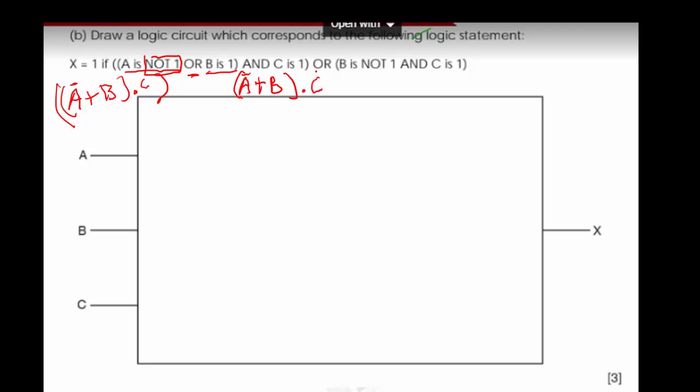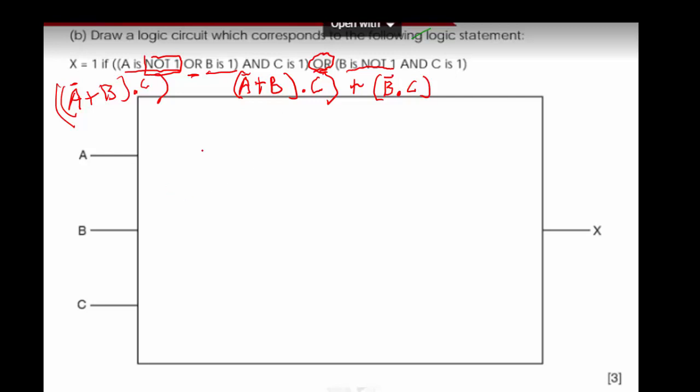Okay, now we have this OR. So I know I'm going to do this whole thing. I'm going to OR it together, but let's handle those parentheses first. I have not B, because it says B is not 1, and C. So I'm going to do this, and then I'm going to OR these results together. So we can do whichever parentheses we want first. I'm going to go ahead and do the first one.